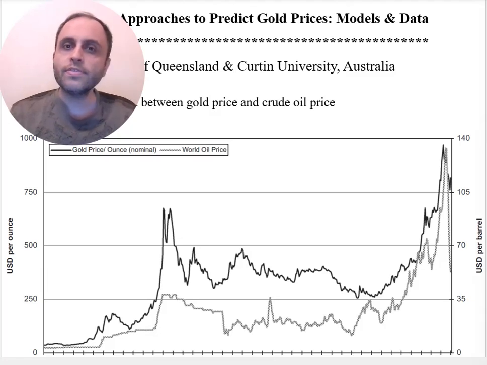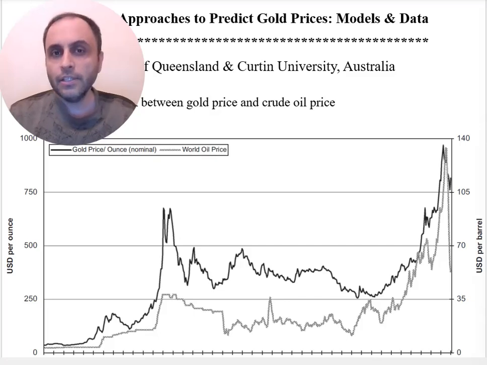Today, we want to study two methods for predicting the gold price in the future.